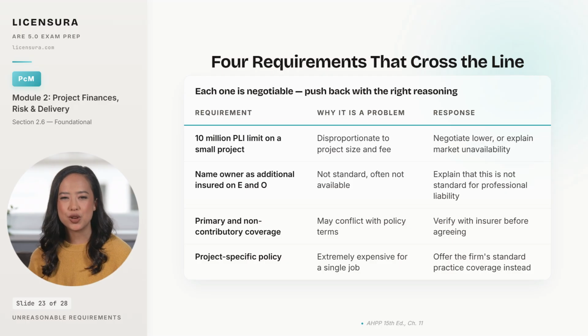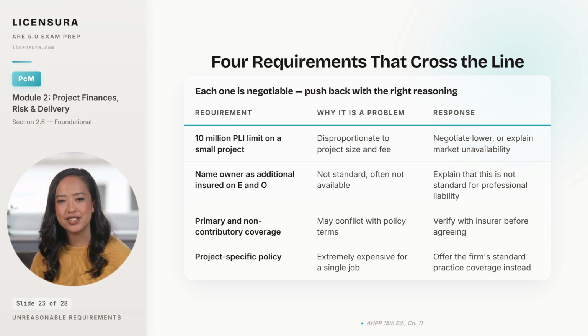Primary and non-contributory language can conflict with policy terms. Most policies are written to be excess of other available coverage, not primary, and an agreement to be primary can void coverage entirely. Verify with your insurer before agreeing to that phrase. And project-specific policies are extremely expensive for a single job, typically only justified on very large projects where the owner is willing to pay for the policy as a project cost. For most projects, offer the firm's standard practice coverage and decline the project-specific ask.